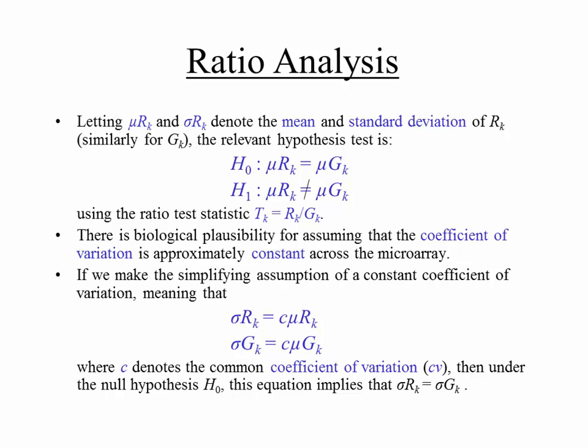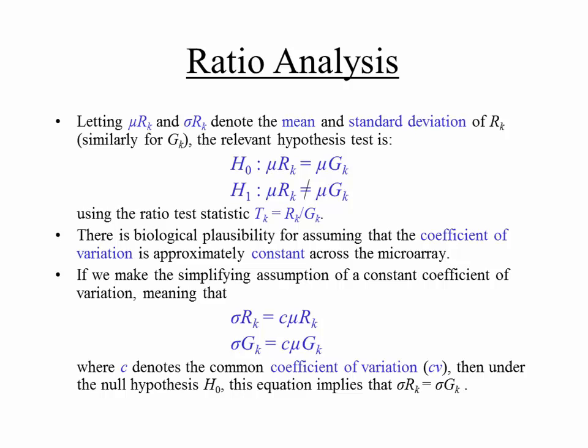Now, there is biological plausibility for assuming that the coefficient of variation, which is the ratio of the standard deviation to the mean, is constant. If you have a distribution, you take the ratio of the standard deviation to the mean, and that is called the coefficient of variation. In that ratio analysis paper, they justify why they can make the assumption that across most of the genes, that is a constant.